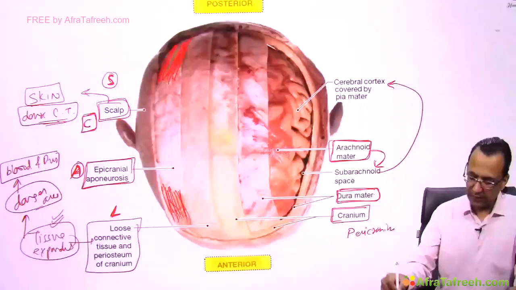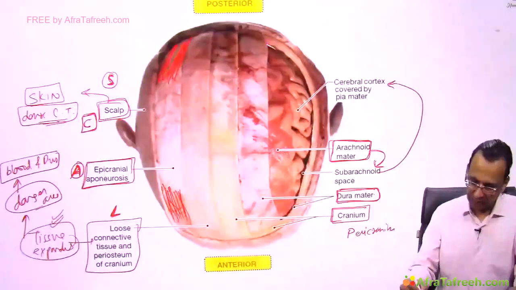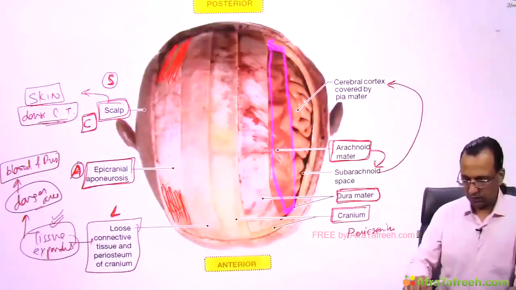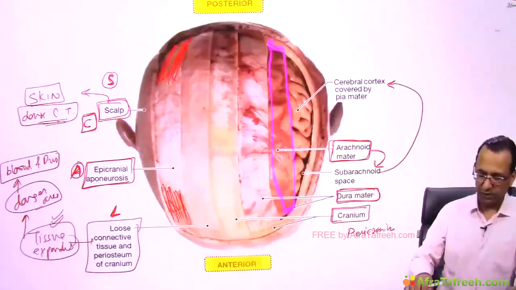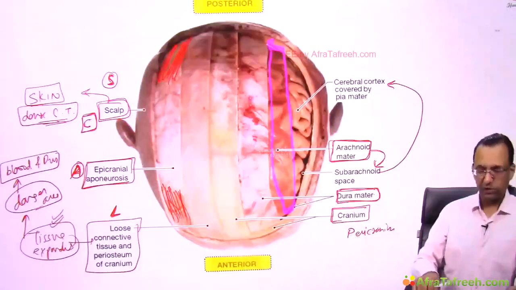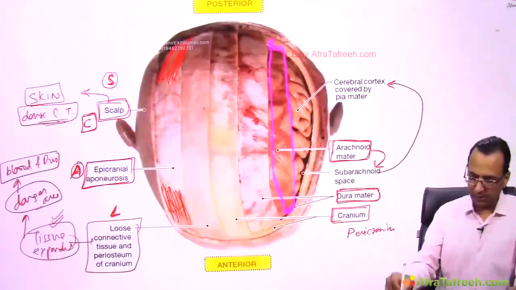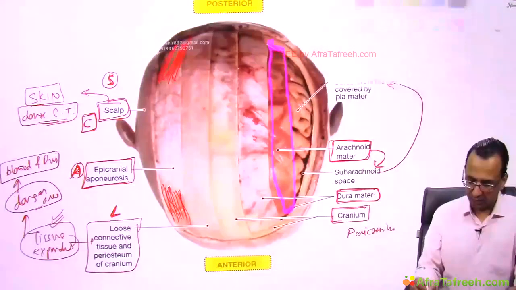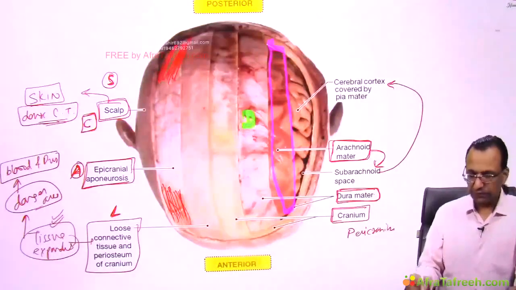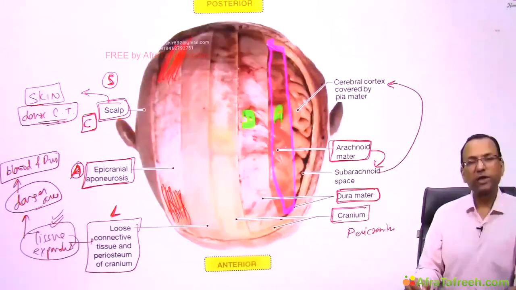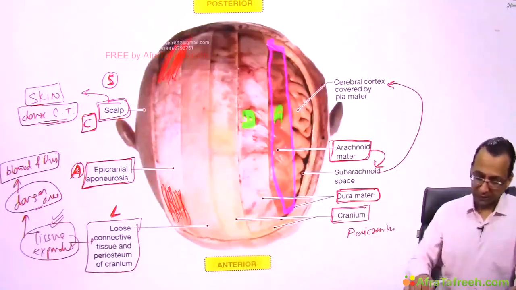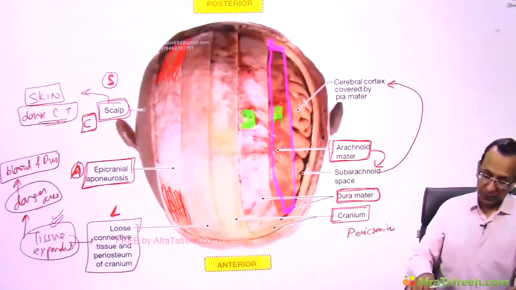If you are telling that this is the arachnoid mater, it is a very thin membrane. Actually, it is transparent. So dura mater is opaque? Yes, dura mater is opaque. But the arachnoid mater is transparent. And what is deep to that? This space, the subarachnoid space filled with CSF.